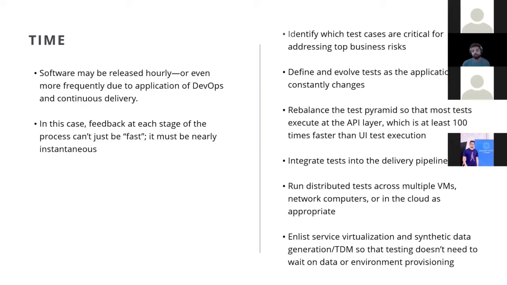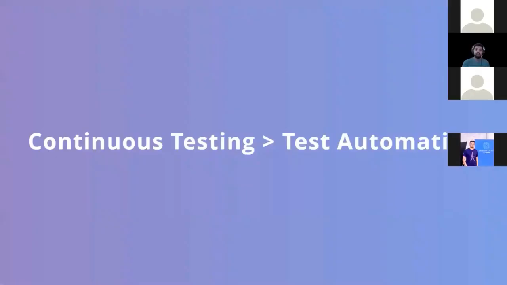We want to do it as fast as possible, so we include more unit tests and API tests and fewer GUI tests. We use cloud computing and we use virtualization and maybe testing in multiple browsers as well. And these are the primary differences. In essence, if you want to take away one thing out of this whole session, it is that continuous testing is a much, much broader scope than test automation.